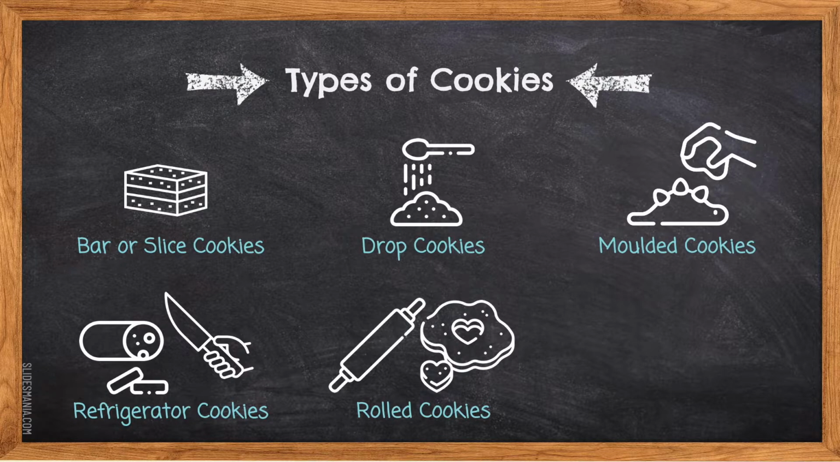5. Rolled cookies. Rolled cookies are formed by rolling a chilled stiff dough on a lightly floured surface. When the dough is cut with various cookie cutters or even a knife to make a desired shape, they are baked and then afterwards decorated with bits of fruit, nuts, or even icing. Examples of rolled cookies can be our shortbread cookies or even sugar cookies.